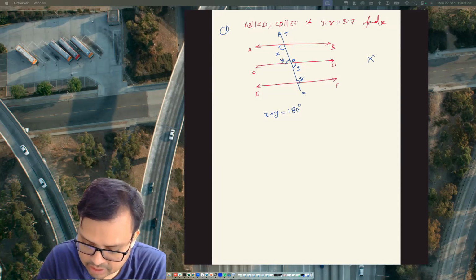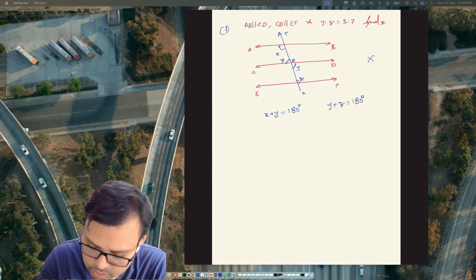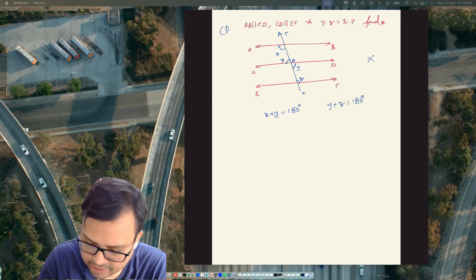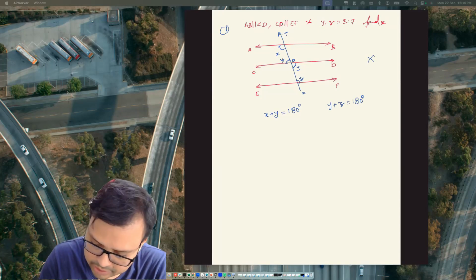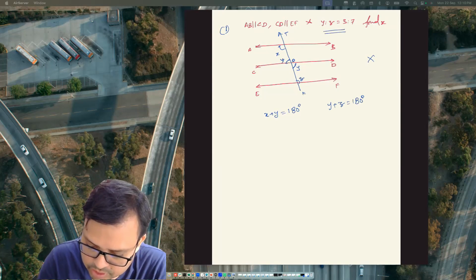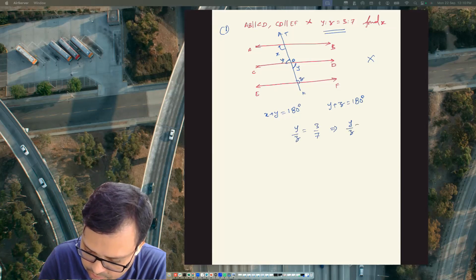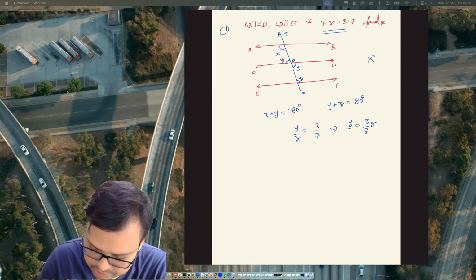Now, on the other side of the transversal, you see y plus z is equal to 180 degrees. Why? Because they are also on the same side of the transversal and they sum up to 180 degrees. Also, there is an equation y is to z is equal to 3 is to 7, which means y by z is equal to 3 by 7, which means y is equal to 3z by 7.